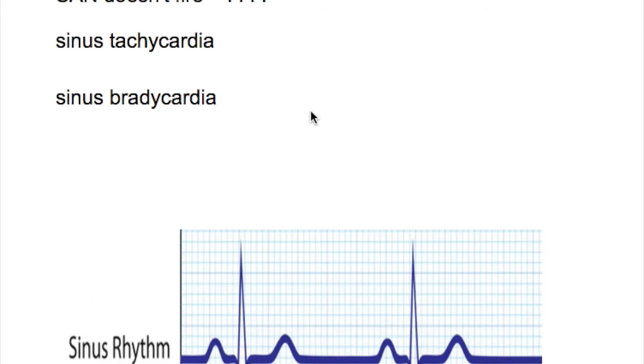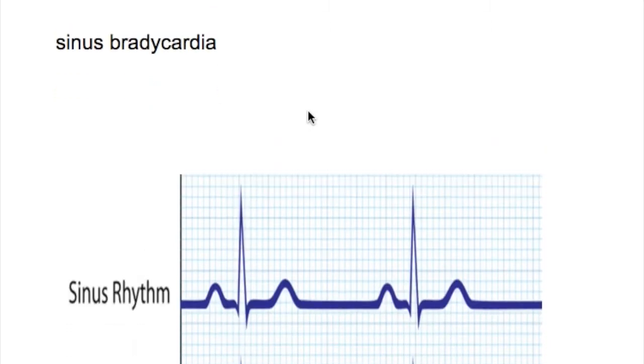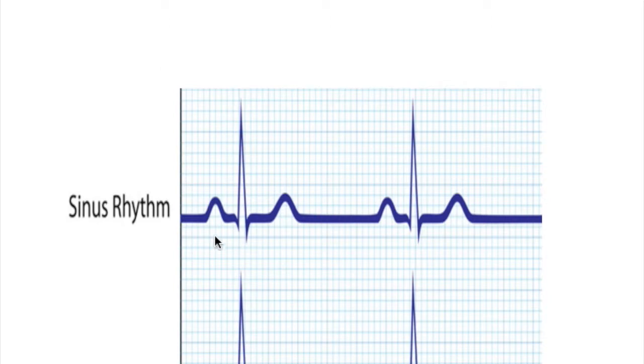So what happens in the SA node? The SA node may not fire, no depolarization, or there may be a tachycardia, starting to fire at a faster rate, or there may be a bradycardia. So when the SA node depolarizes and fires, the PQRST complex comes, that is known as sinus rhythm. Okay, if the SA node does not fire, what will happen?